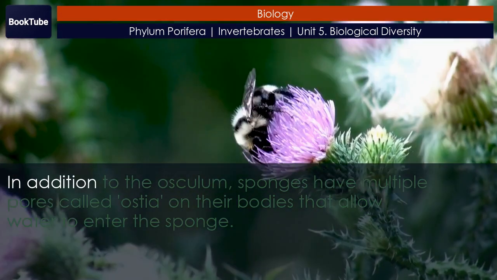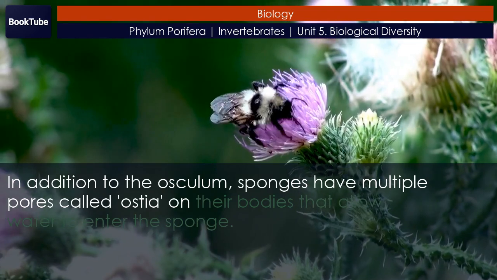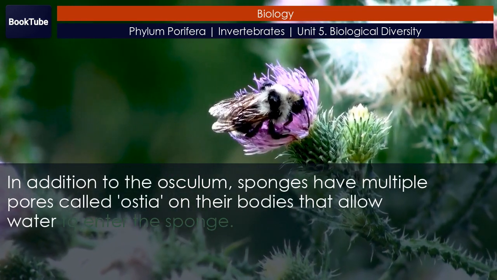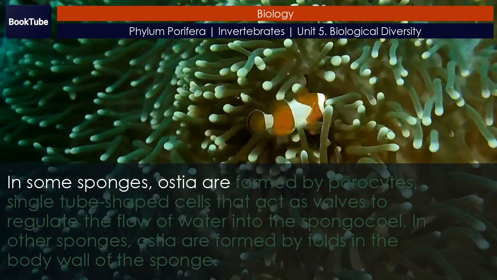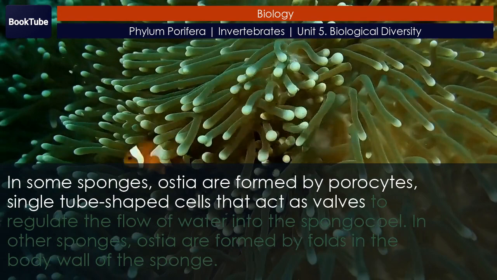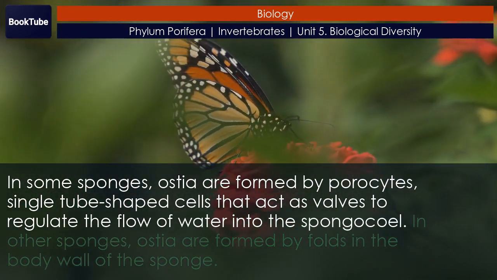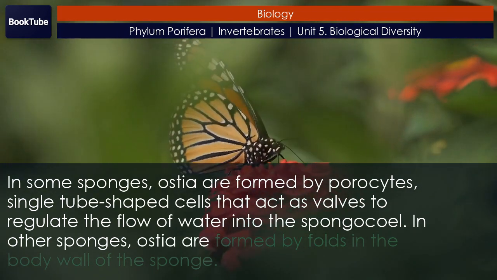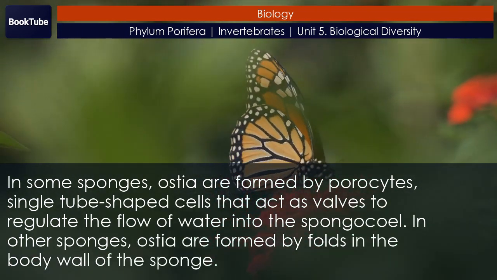In addition to the osculum, sponges have multiple pores called ostia on their bodies that allow water to enter the sponge. In some sponges, ostia are formed by porocytes, single tube-shaped cells that act as valves to regulate the flow of water into the spongocoel. In other sponges, ostia are formed by folds in the body wall of the sponge.